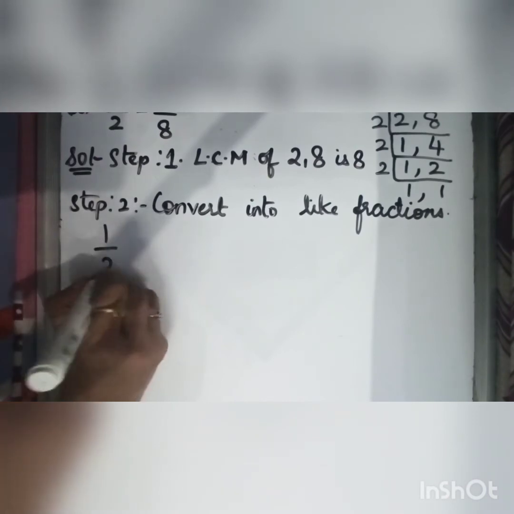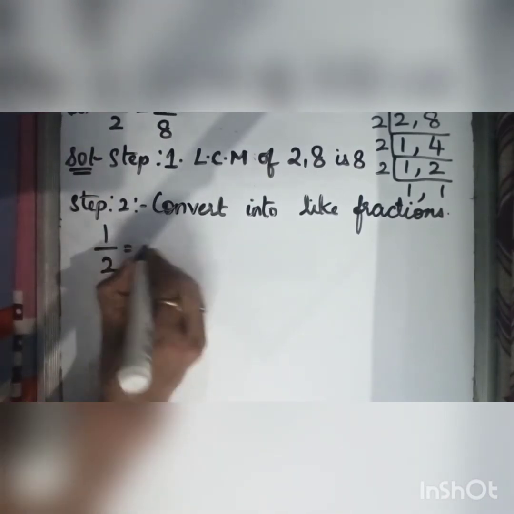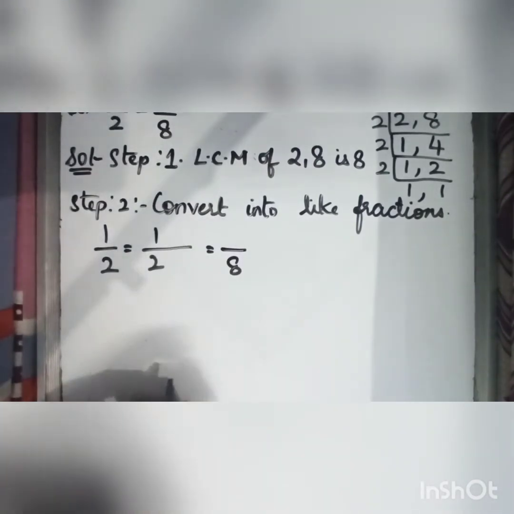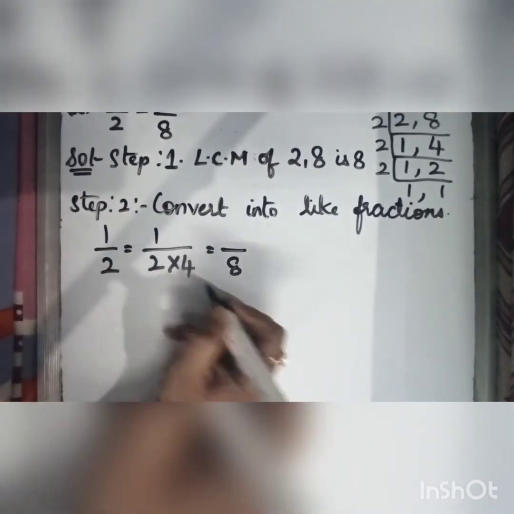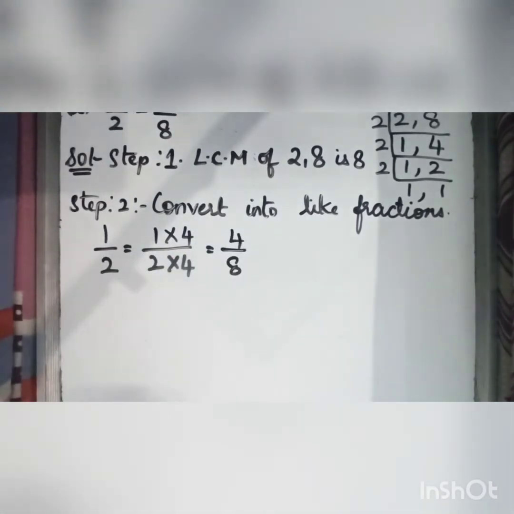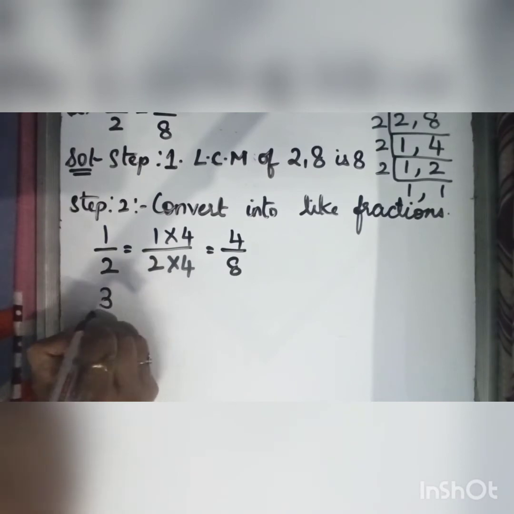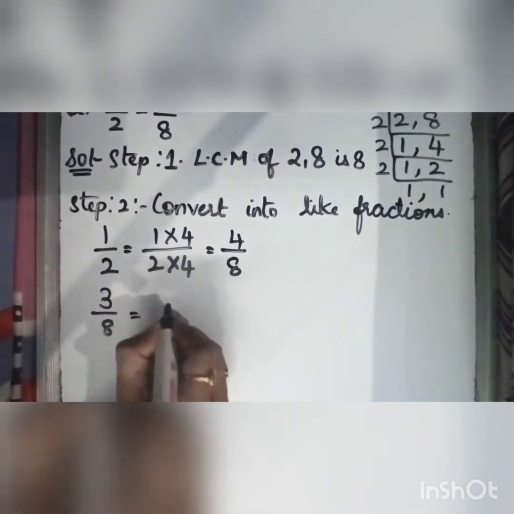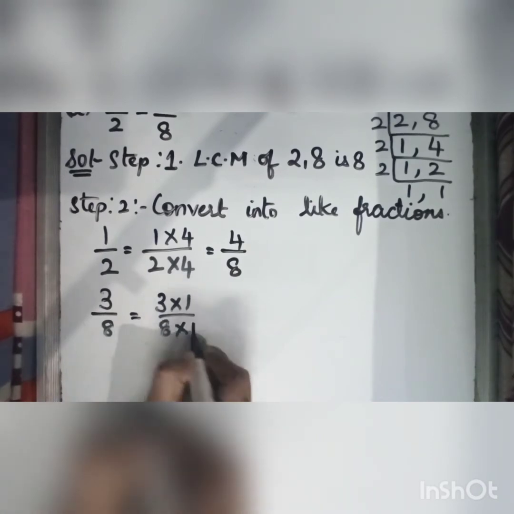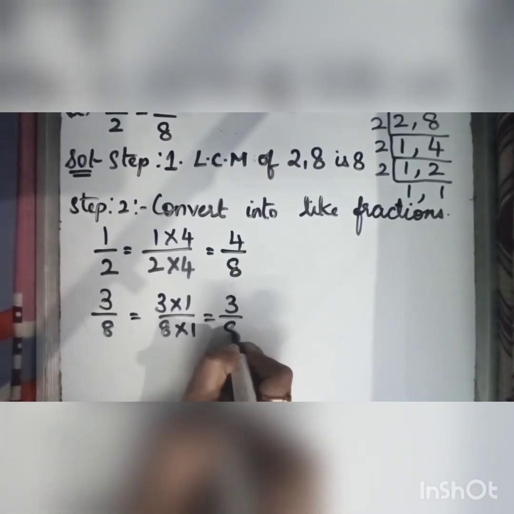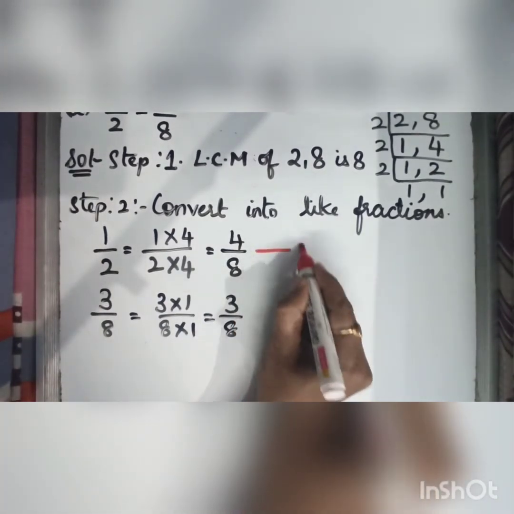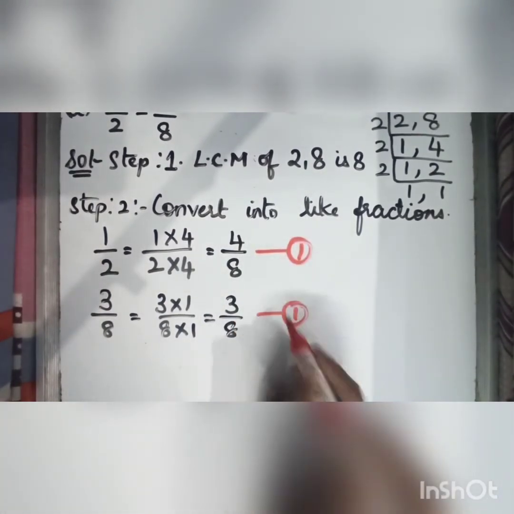That is 1 by 2. 2 has to be converted into 8. 2 into what is 8? 2 into 4 is 8. So multiply the numerator also. This is your first fraction. The next fraction, 3 by 8. You already have 8 in the denominator, so if you multiply by 1, you get the same, 3 by 8. Now we have both the fractions converted into like fractions.